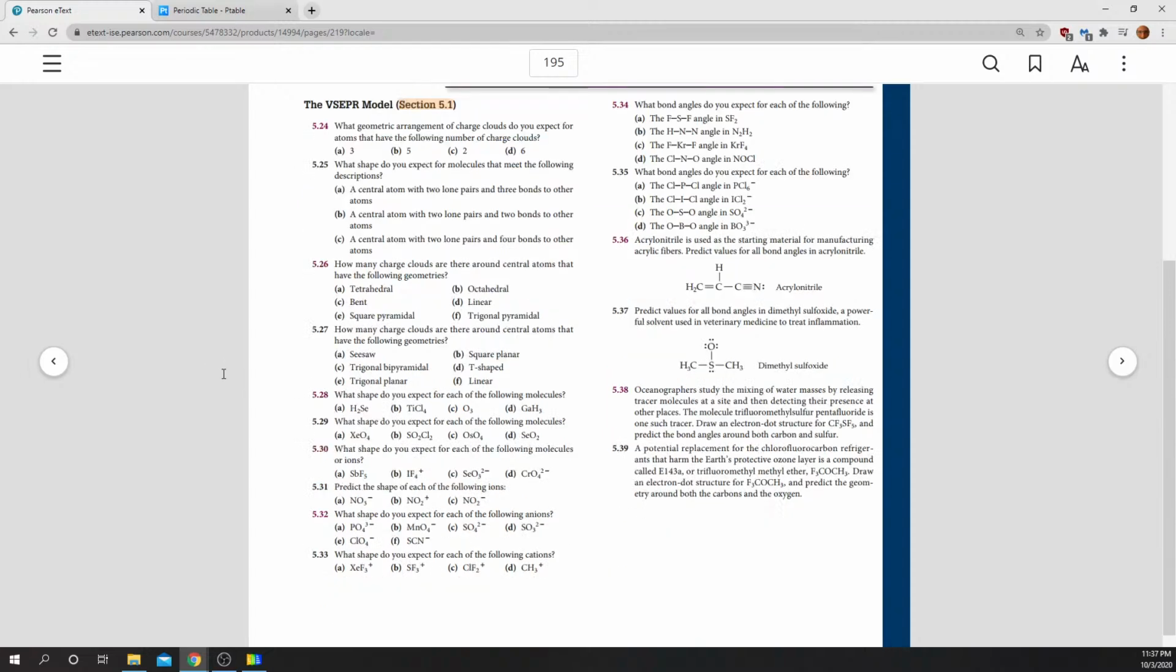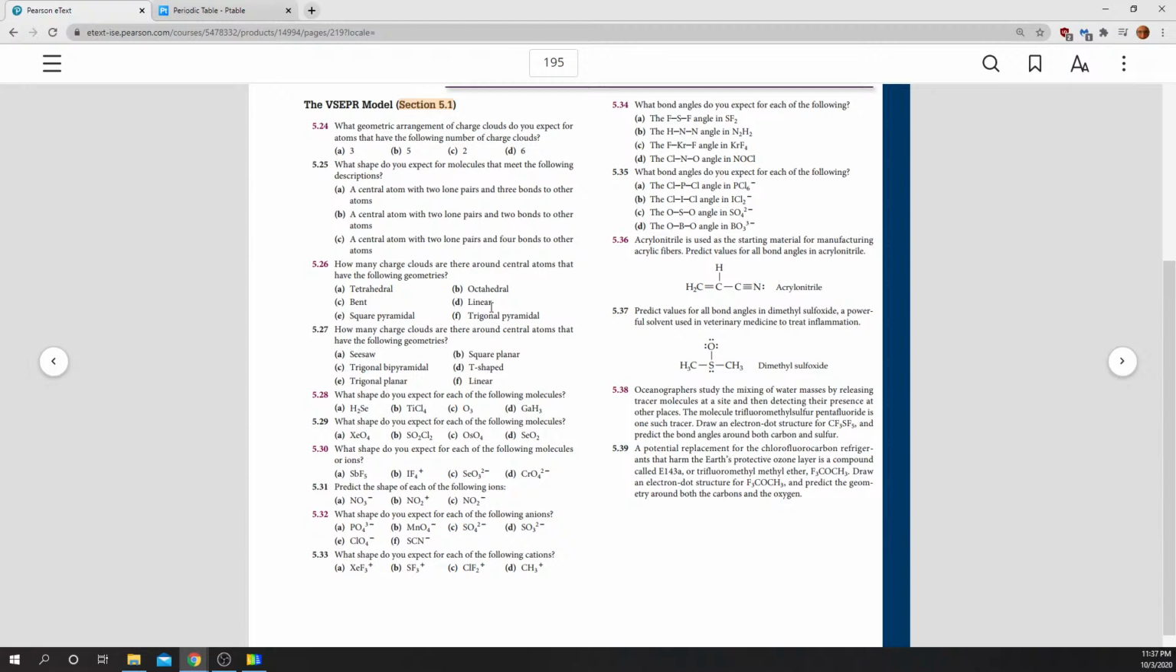How many charge clouds are there on the central atom that have the following geometries? Same thing, other direction. Tetrahedral is 4. Octahedral is 6. Bent could be either 3 or 4. There are 2 bent geometries. One is 3 charges, 1 lone pair. The other is 4 charges, 2 lone pairs.